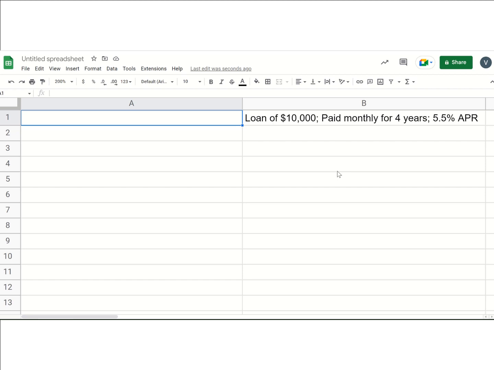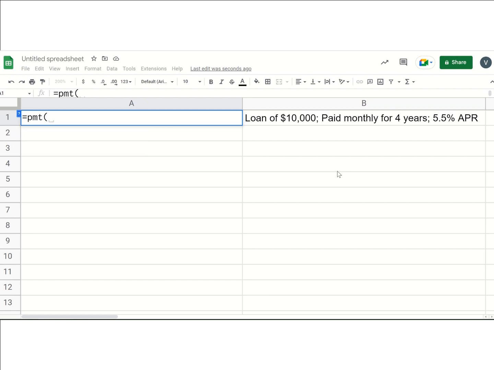Now let me go ahead and show you what this would look like with the spreadsheet. Here I have Google Sheets open, and I have a reminder here that we're dealing with a $10,000 loan that we want to pay off monthly for 4 years at 5.5% annual percentage rate. All right, so to put any kind of calculation into a spreadsheet, you always start with equals. So put your equals in there. The formula we're using here is the payment formula. It stands for PMT, and you'll notice a little prompt there from Google Sheets.